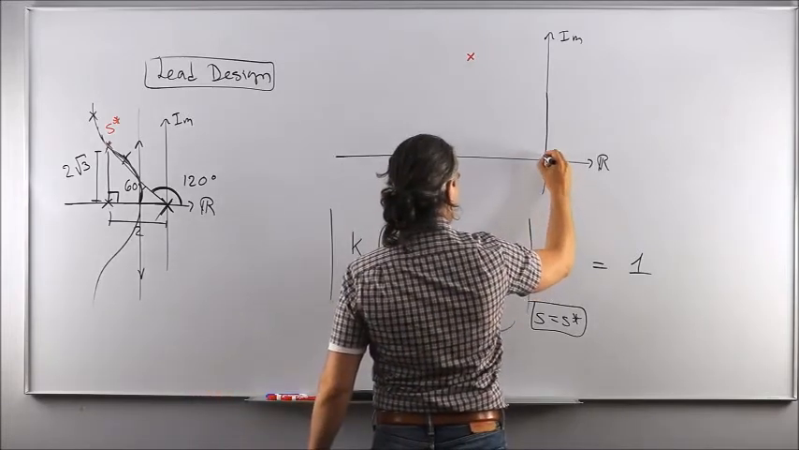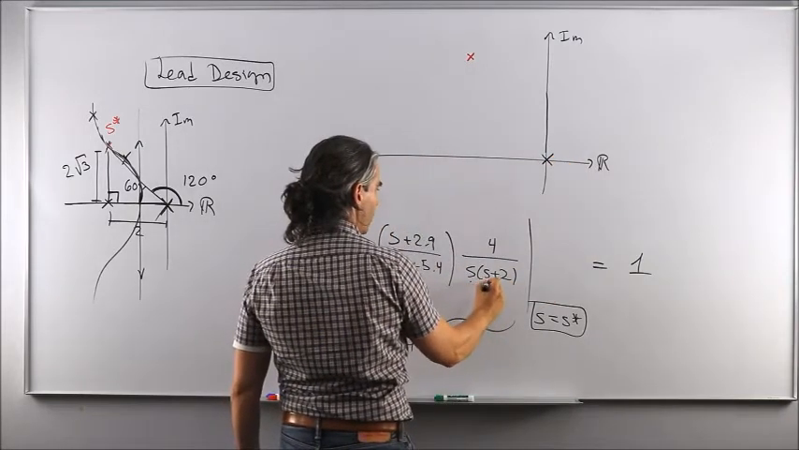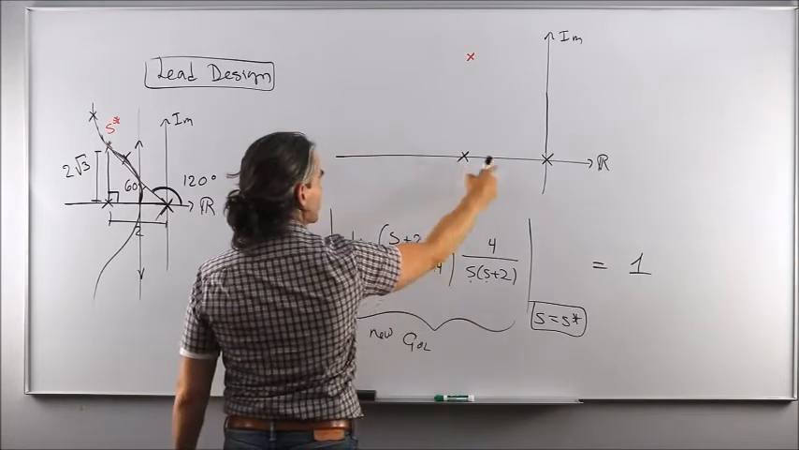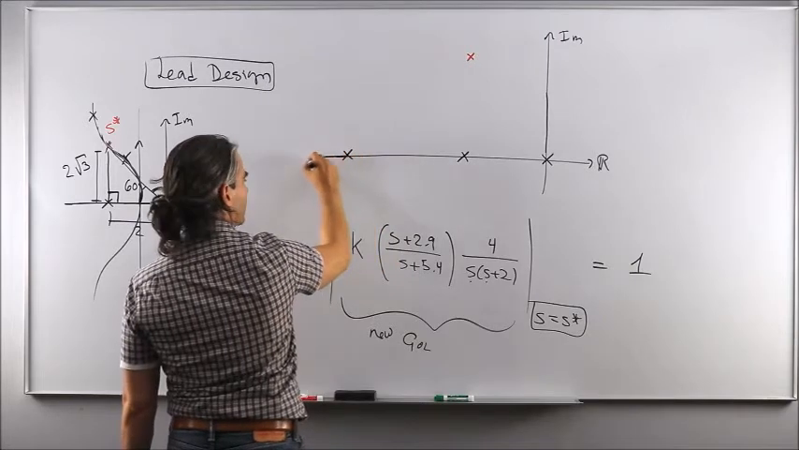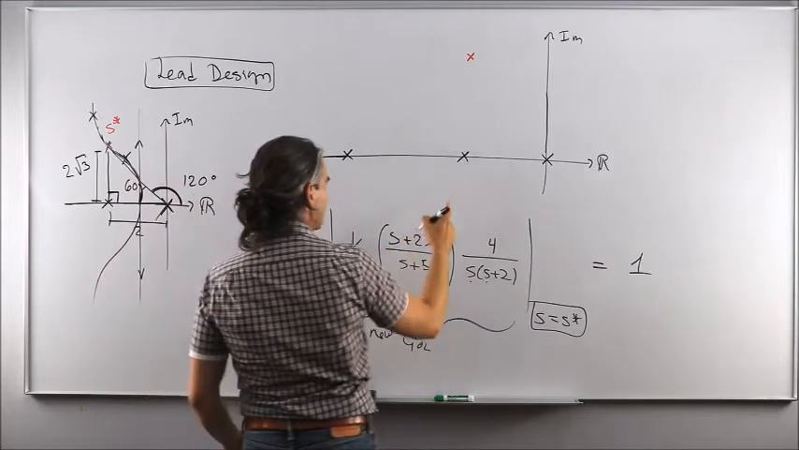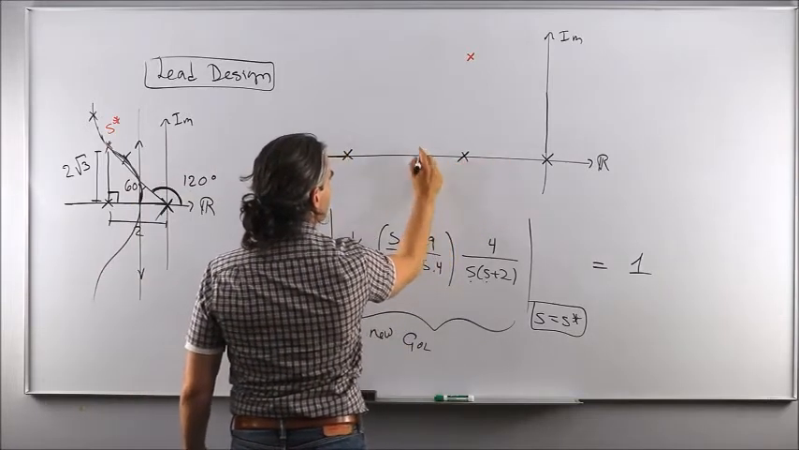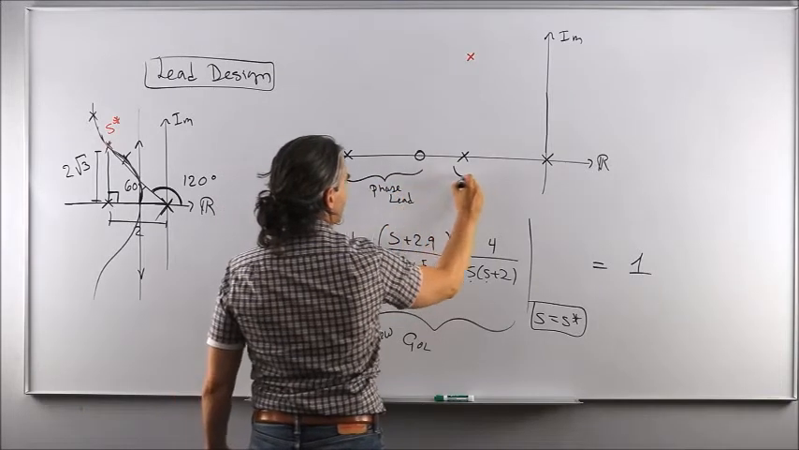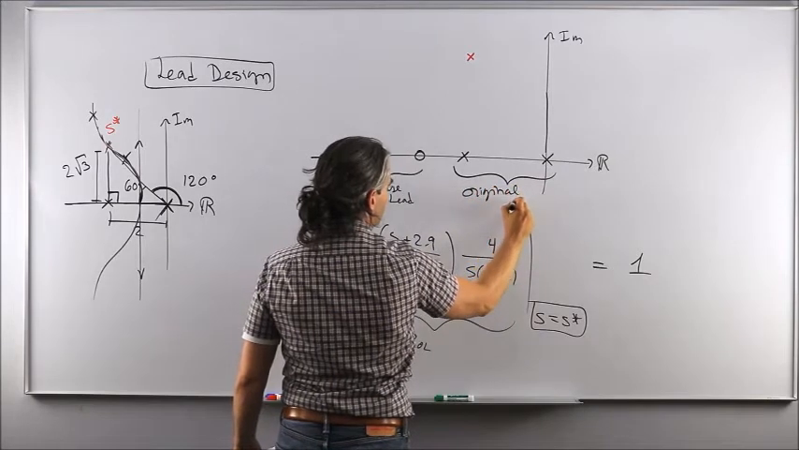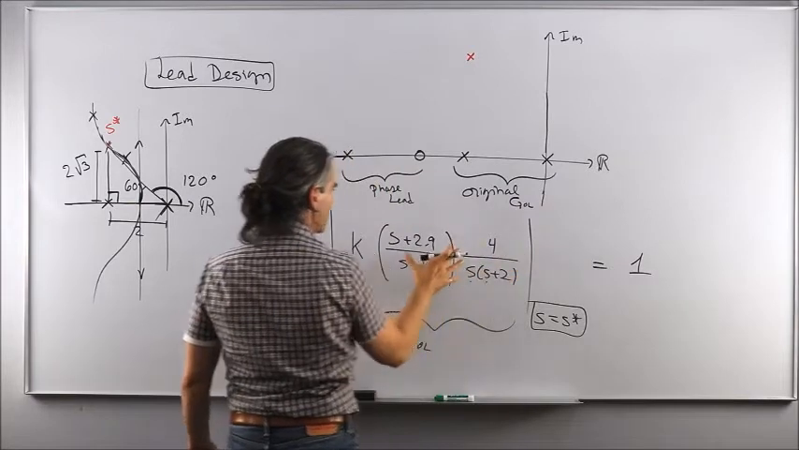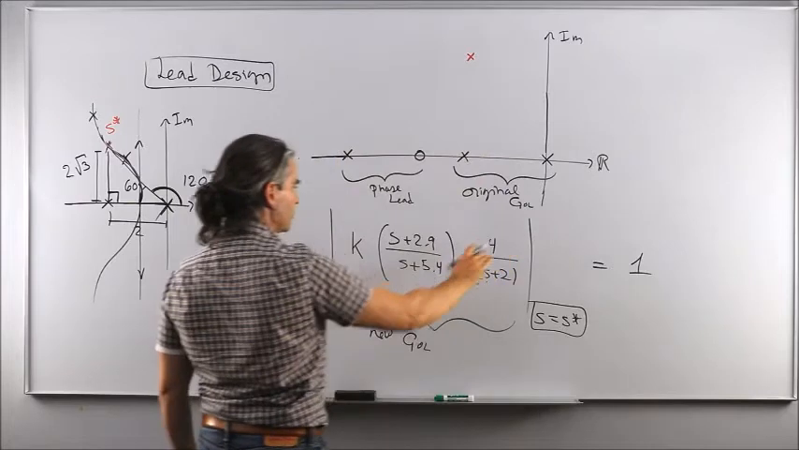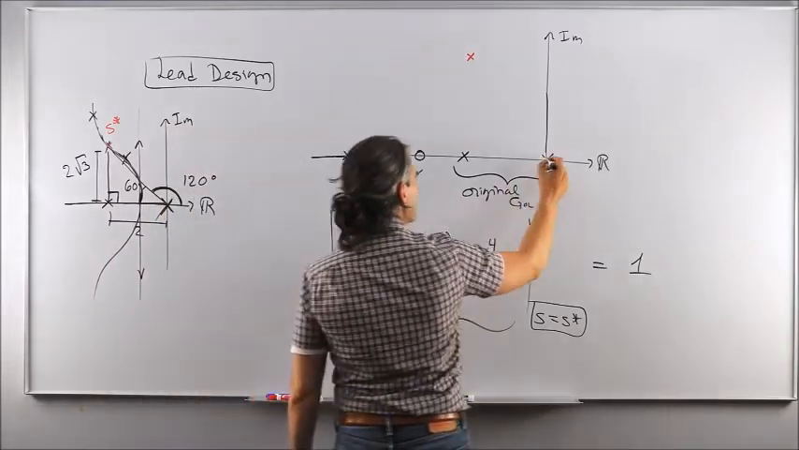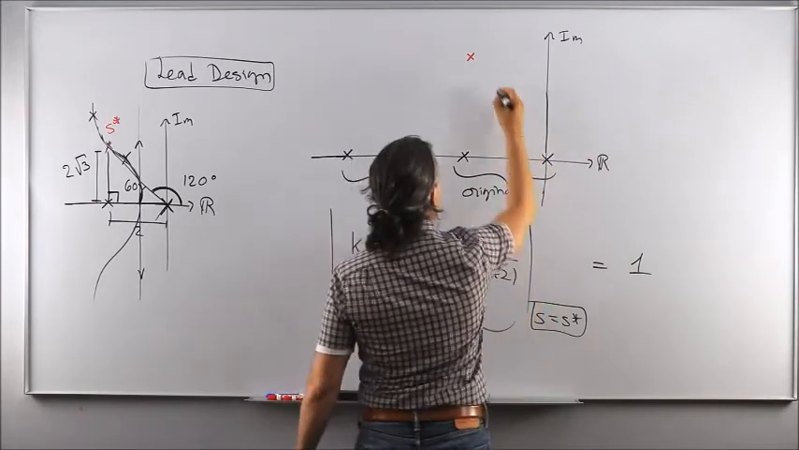We had the original pole here corresponding to S equals 0. We have the pole at S equals minus 2, so immediately below that. Now we've added an extra pole at minus 5.4, so this is 2, 4, 5.4, somewhere along here. We've also added a zero at 2.9, so 2, 3. So this is the compensator contribution, phase lead, whereas that was the original G open loop. You map out everything you have in the open loop transfer function like that, the new open loop, okay? And now you say, okay, well, the magnitude in terms of this pole evaluated at S equals S star will be simply the distance here.